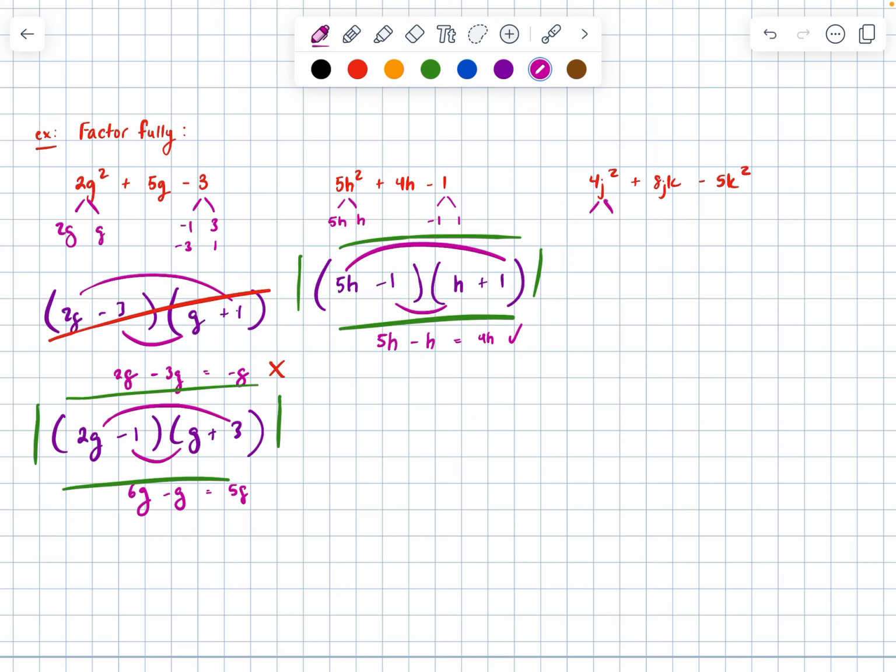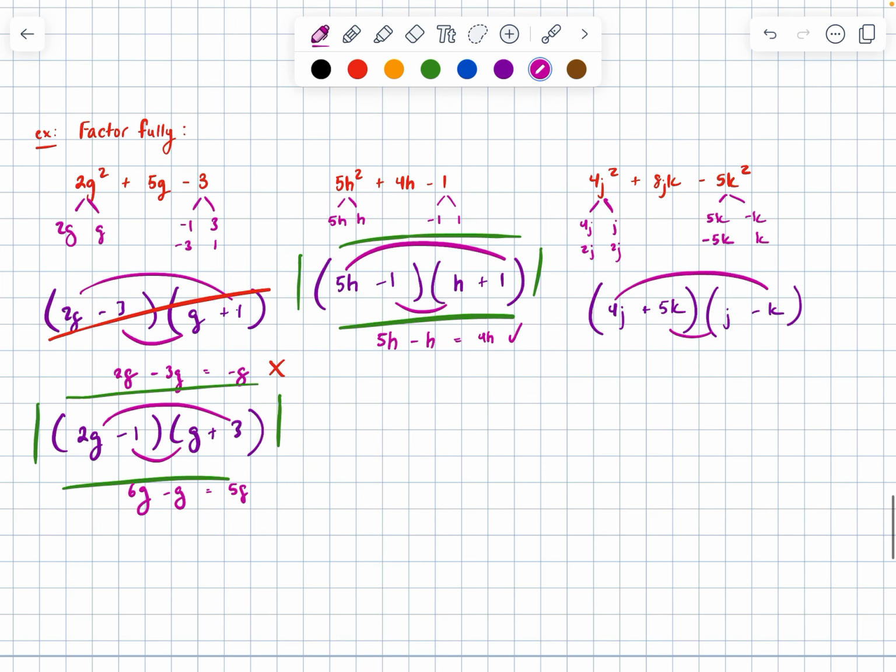So 4j squared, I've got options. It could be 4j times j or 2j times 2j. But for negative 5k squared, right, it could either be 5k times negative k or negative 5k times positive k. It's got to be one of those two options. So again, maybe I happen upon the correct factorization, maybe I don't. Only way to know for sure is to check. Well, let me try the 4j and the j. I'll try the plus 5k over here and the negative k over there.